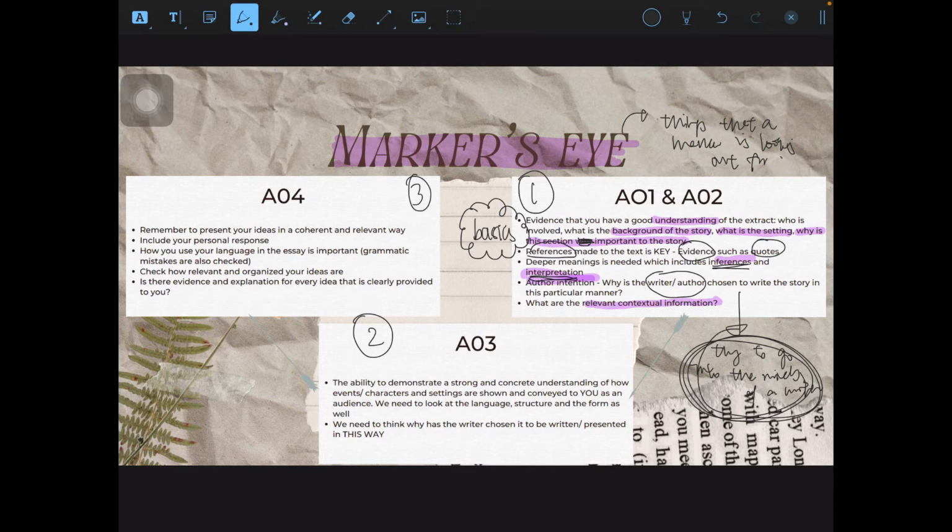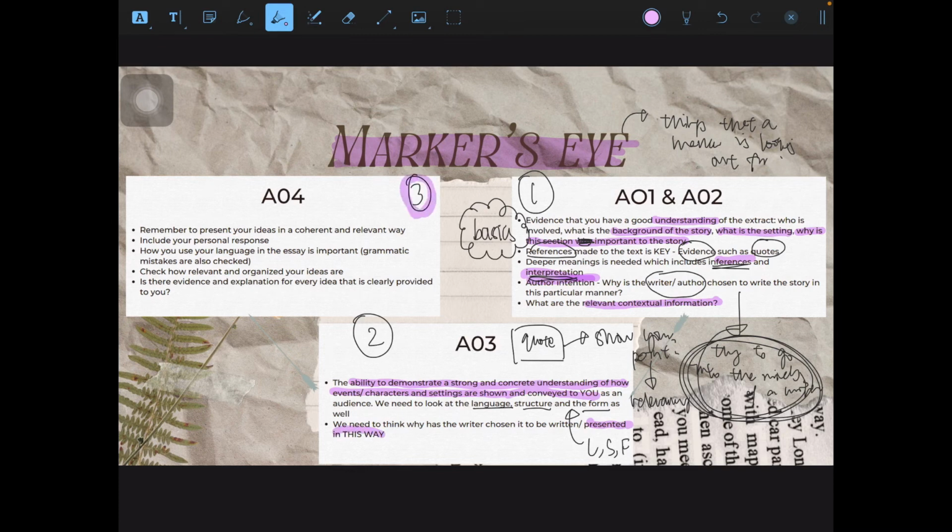So the second thing that markers are trying to look for is the ability to demonstrate a strong and concrete understanding of how the events and characters as well as the settings are shown and conveyed. So for example, if you have a specific quote from the extract that you've already chosen, you need to think, how can it show your point to the markers? So you need to think, is there any relevancy? Is it related to what you want to show? You need to think about the language, the structure, and the form, which is the idea of L, S, and F. Okay? You need to think, why is it presented in this way?